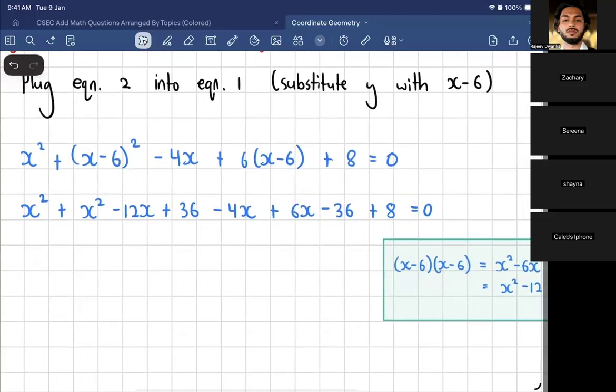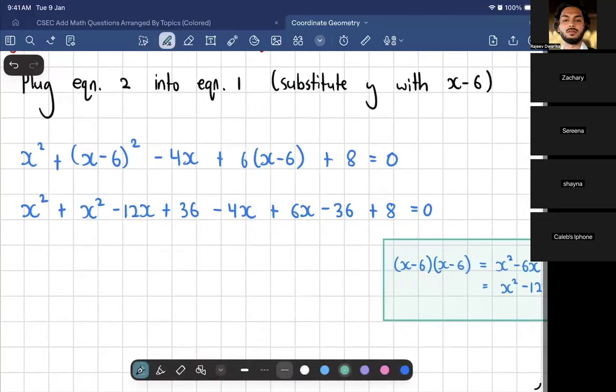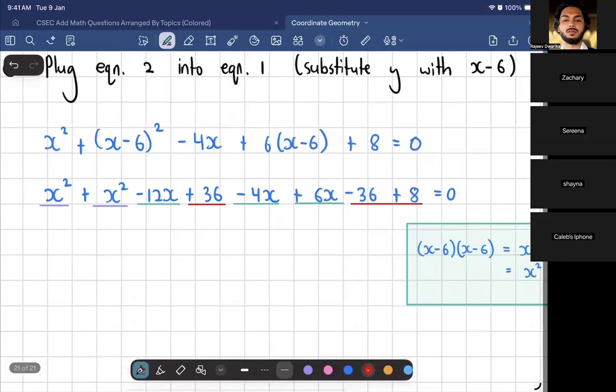Okay, the next thing. Serena, we need to look out for like terms. Are you seeing any other like terms for x squared? Yeah, we're seeing one over here. Are we seeing any other like terms for the x? There's minus 4x and positive 6x. Right. In terms of constants, are you seeing any like terms for constants? There's positive 36, negative 36, and plus 2. All right, let's handle the x squared terms first. Altogether, we'd have 2x squared.